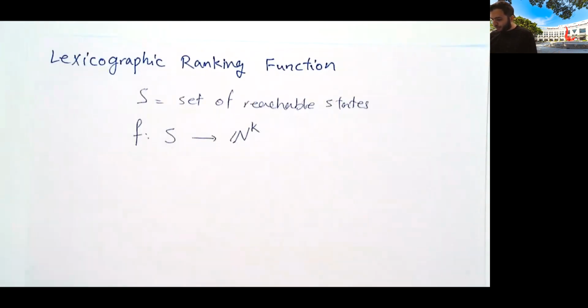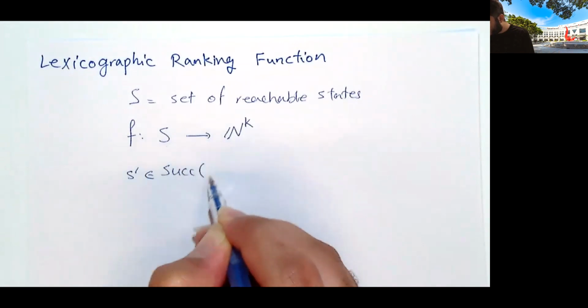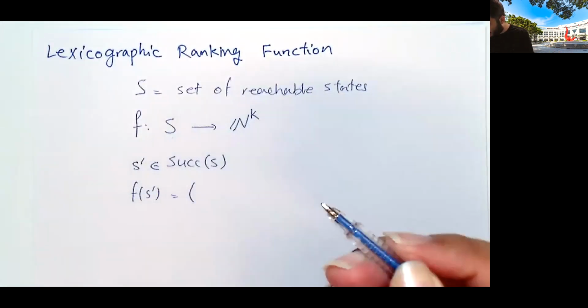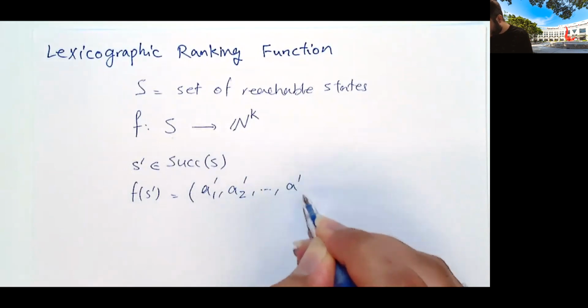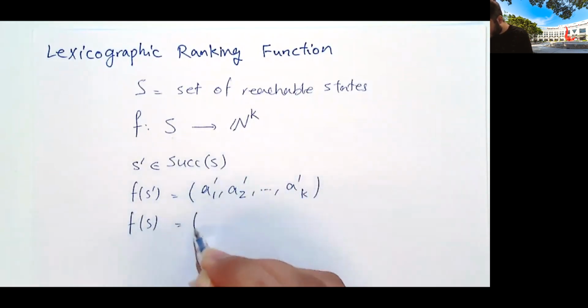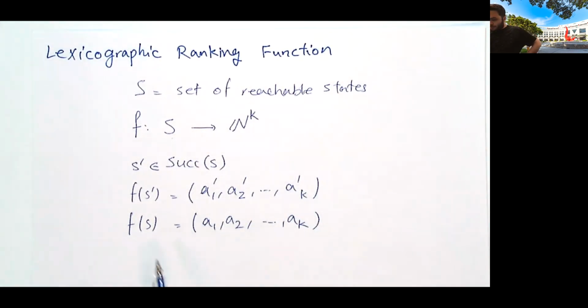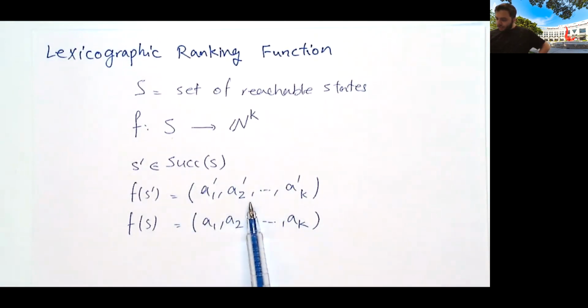But we should also have some sort of decrease condition. We say if some state S' is a successor of another state S, and f of S' is A'1, A'2 to A'k, and f of S is A1, A2 to Ak, so each one of these states is mapped to k natural numbers, and S' is a successor of S, then I want the vector assigned to S' to be lexicographically less than the vector assigned to S.